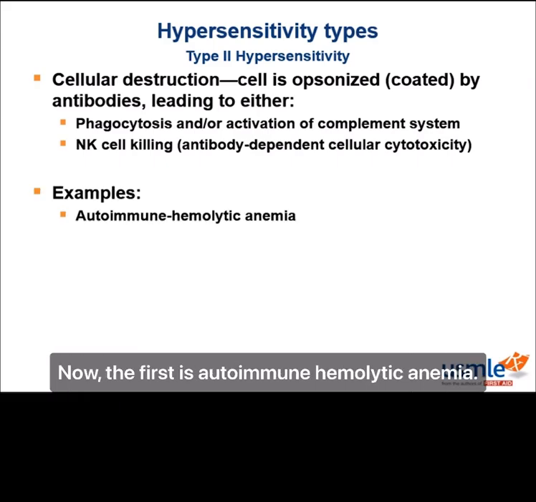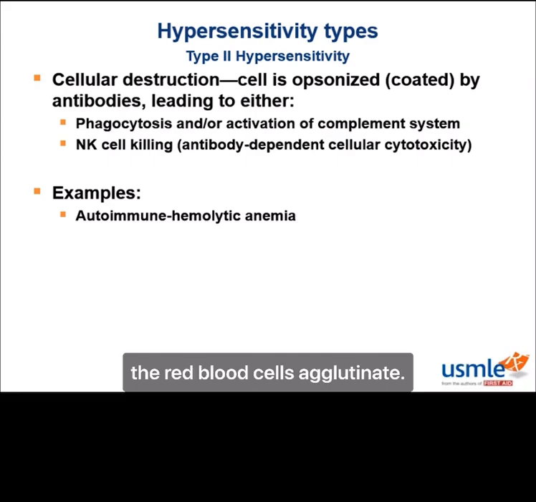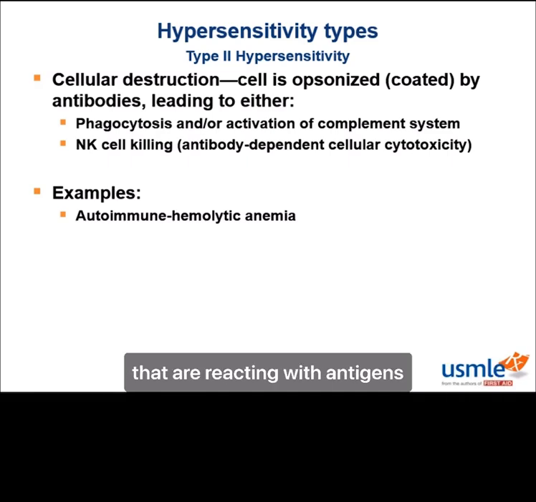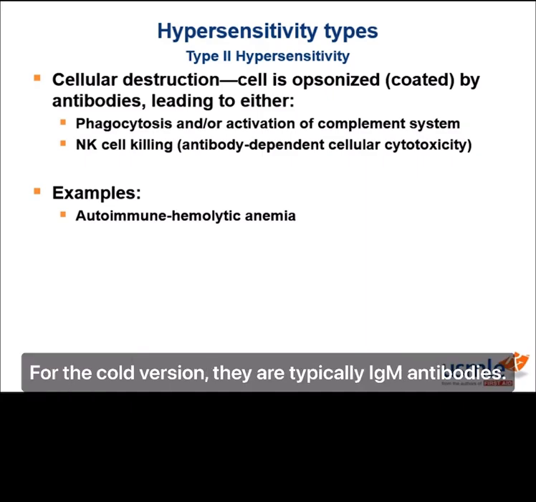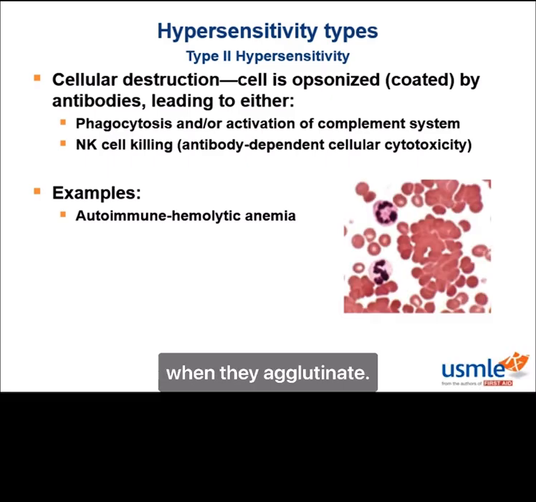Now, the first is autoimmune hemolytic anemia. This can be chronic or acute, but what happens is that the red blood cells agglutinate. There's a warm and cold version, and the warm version is often due to IgG antibodies that are reacting with antigens on the red blood cell surface. For the cold version, they are typically IgM antibodies. Now, here's an image of what the red blood cells look like when they agglutinate.